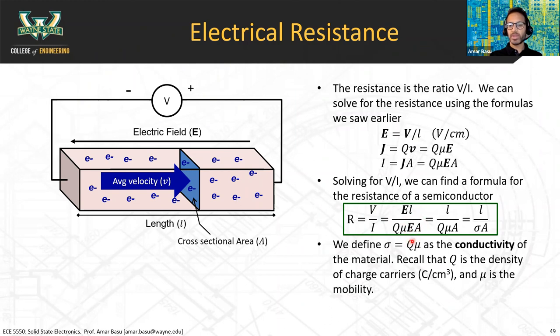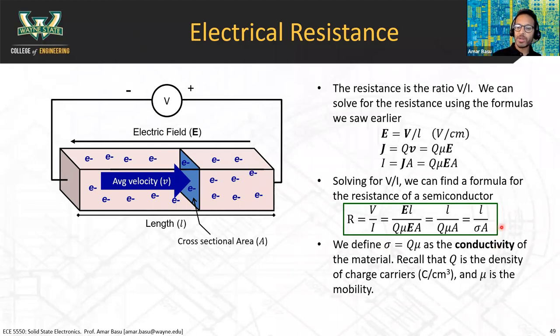One of the key parts about this when you do problems like this in electromagnetics is that you end up having the electric field in both the numerator and the denominator. So when those cancel out, you're left with an equation that's only dependent on the geometry, the length and the area. These are the geometric terms. And then the material properties, Q and mu, which have to do with the carrier concentration and mobility of the semiconductor.